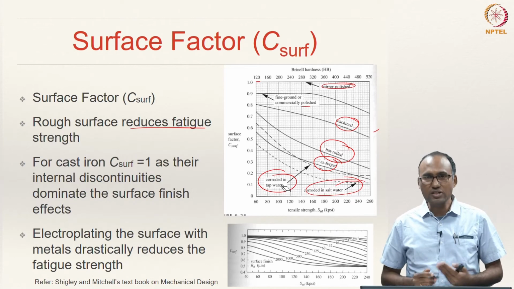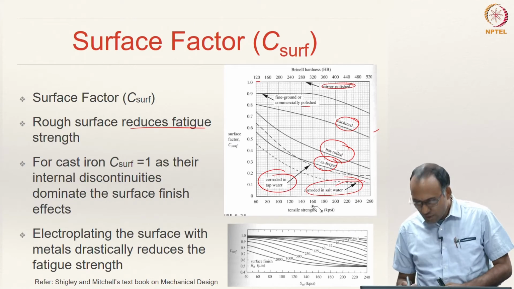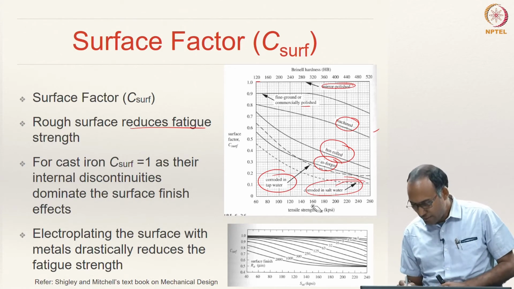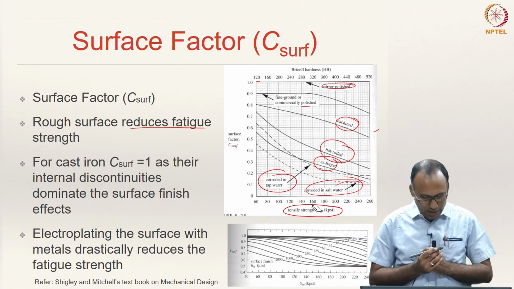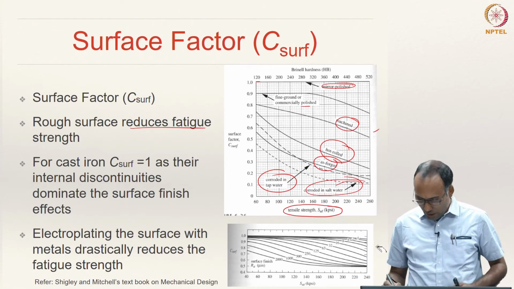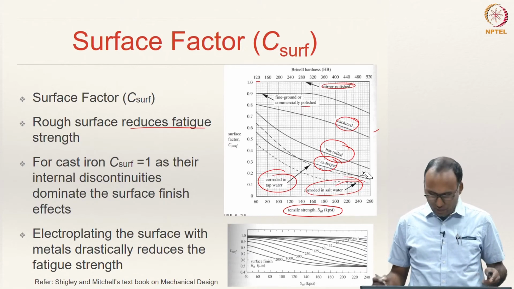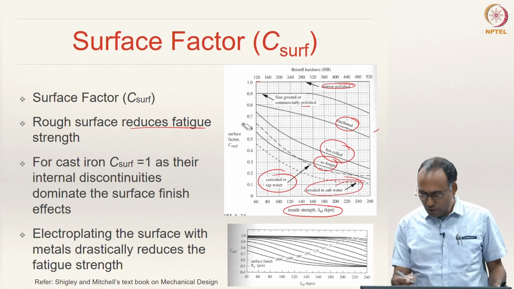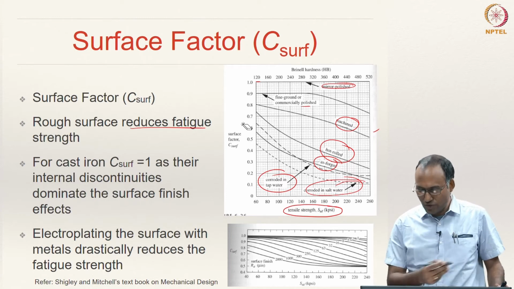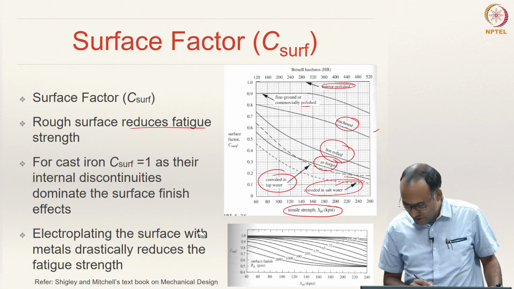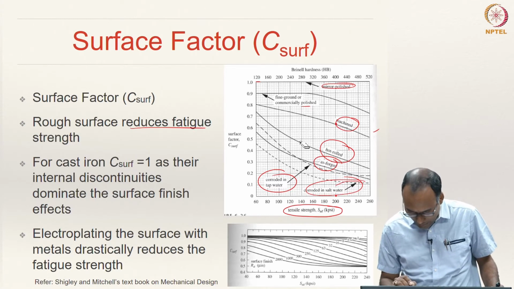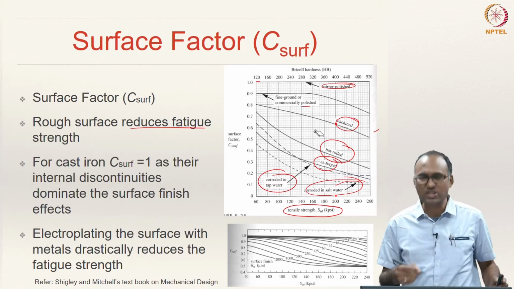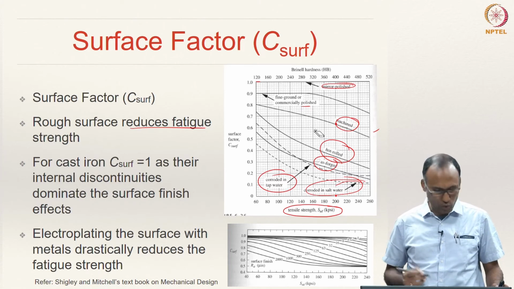This surface factor is going to be different for different materials and is known to be dependent on the tensile ultimate strength of the material. Okay, so you have these kinds of graphs available in the literature. By knowing the ultimate strength of the material, you can go to this graph. Suppose you know that the material is machined and it has a 200 MPa ultimate strength, you go here and then you identify my C surf to be 0.62, and so on.